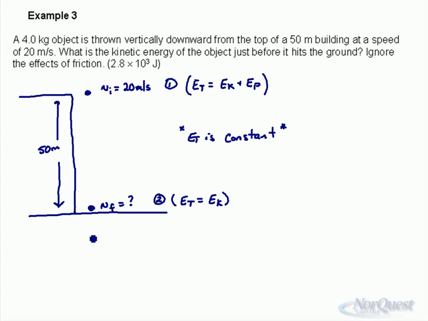Energy total equals energy kinetic. We have a formula, 1/2 mv squared, and I'm going to use v_i squared, plus energy potential, mgh. We know the velocity, we know the mass, we know the height. Let's substitute everything in.